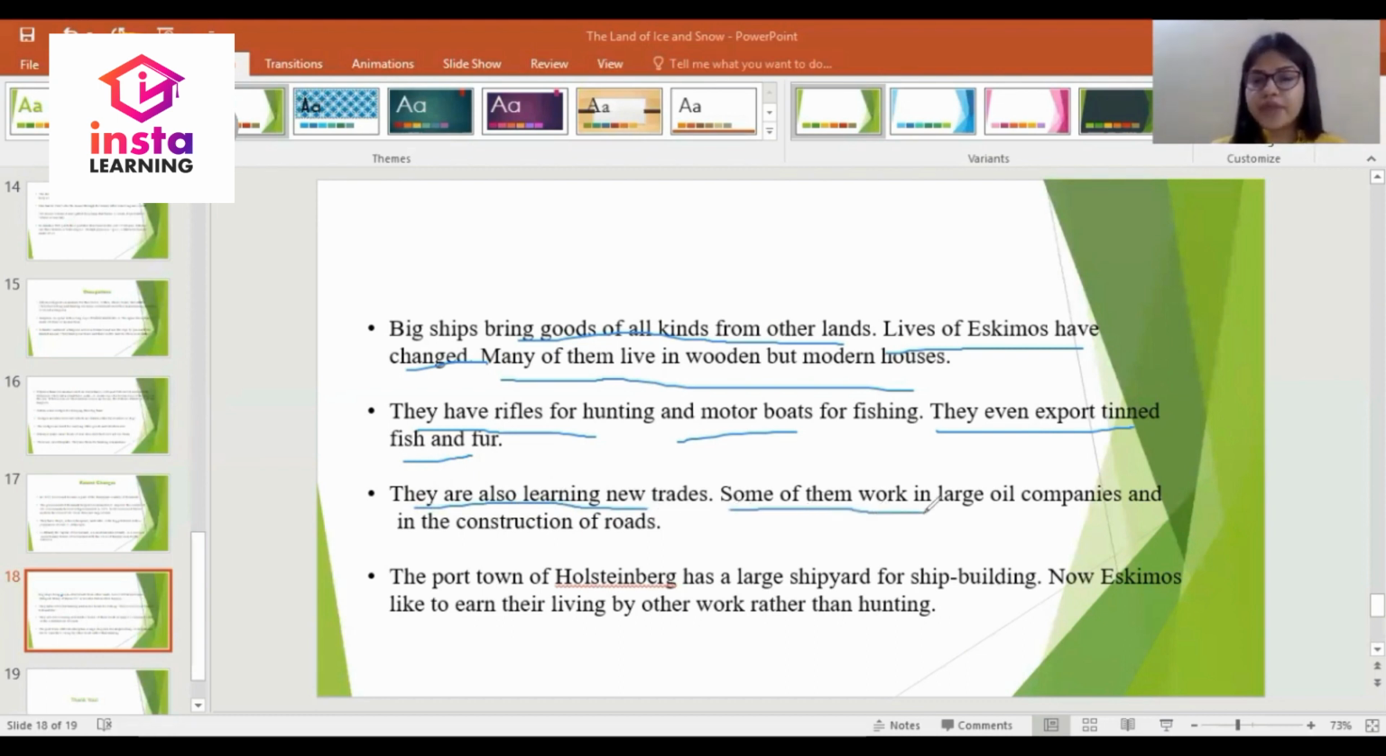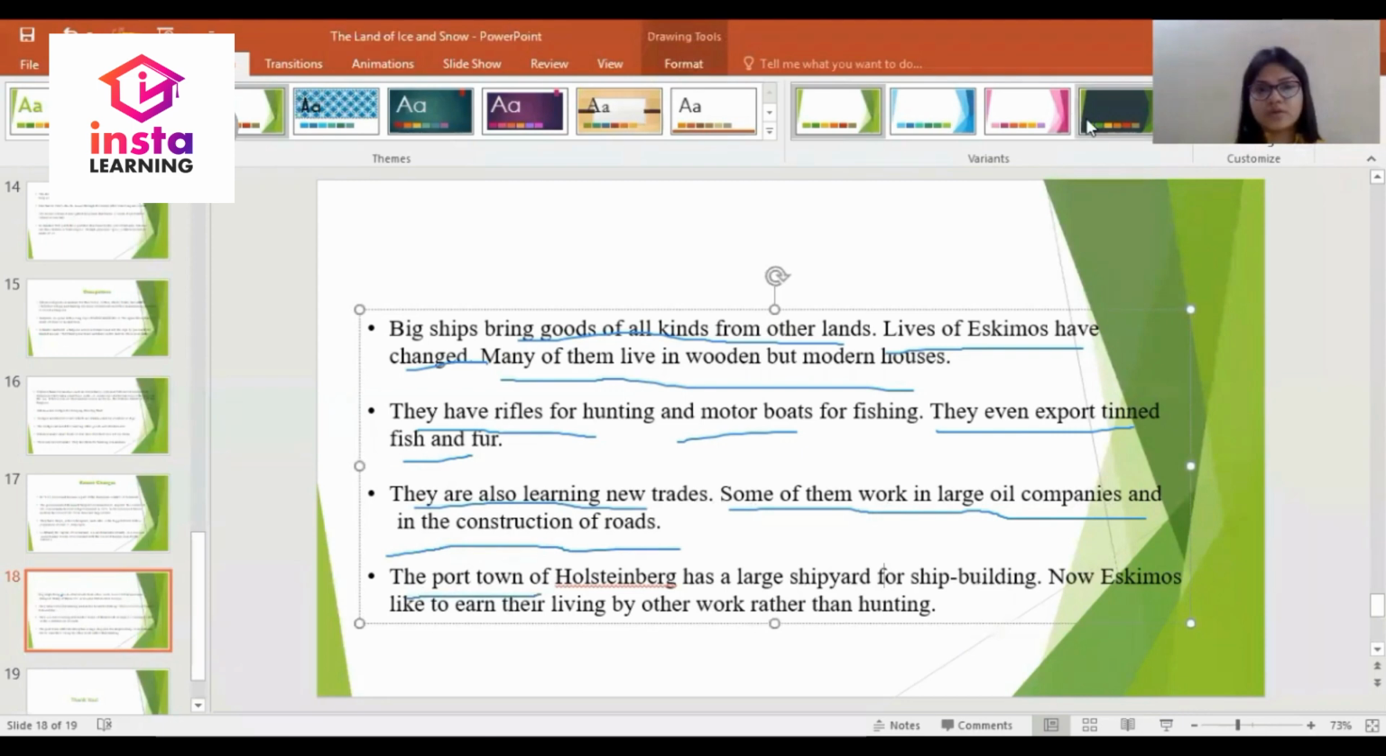Some of them work in large oil companies and in the construction of roads. The port town, as I am again highlighting it, the port town of Holsteinsborg has a large shipyard for shipbuilding. Now Eskimos like to earn their living by other work rather than hunting.